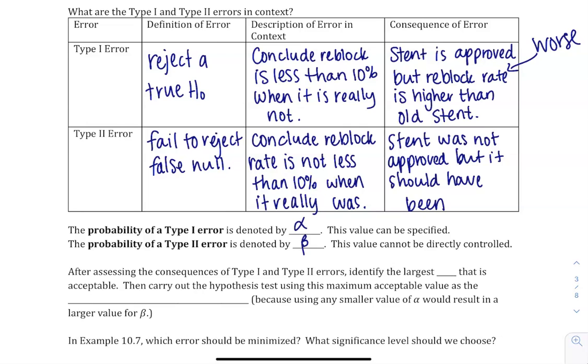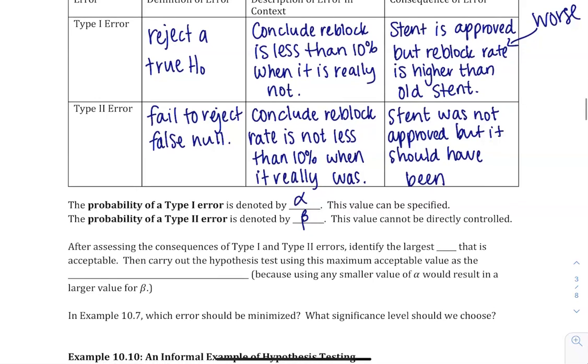But even though you can't directly control it, if you need to lower your beta, then you just go with a higher alpha. And so what you determine is which consequence is worse, okay, type 1 or type 2 error. And so what you do is you define the largest probability of a type 1 error that is acceptable. You carry out that hypothesis test using this maximum acceptable value as the significance level. That's basically the level where you decide whether it's a likely or an unlikely observation from that null distribution. So if you pick a smaller alpha, then you're going to have a larger beta. If you pick a larger alpha, you'll have a smaller beta. So that's the only way that you can control the probability of these type 2 errors.